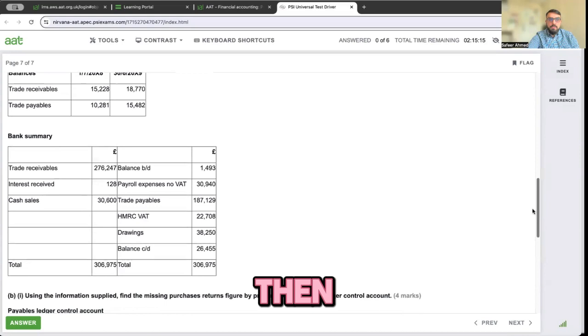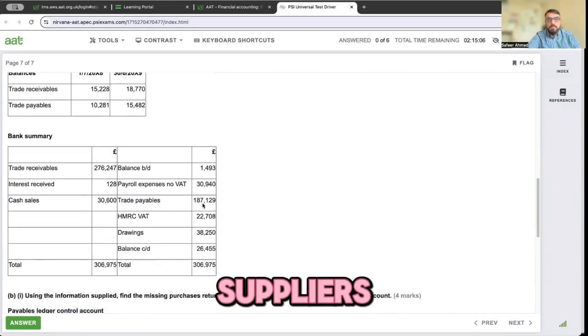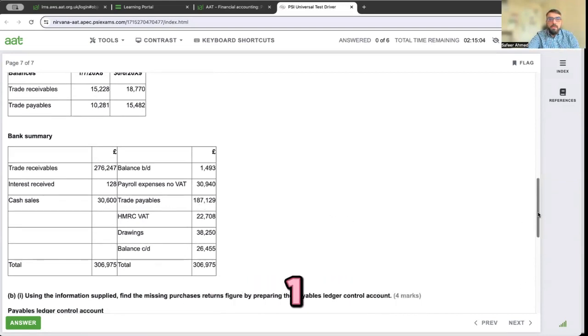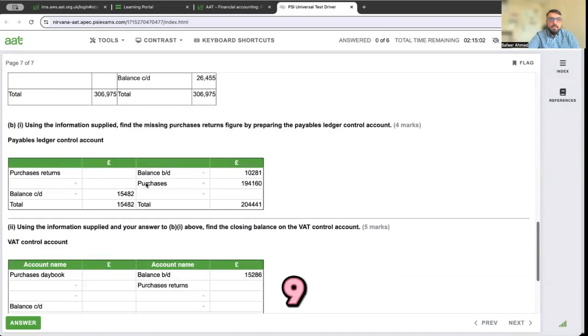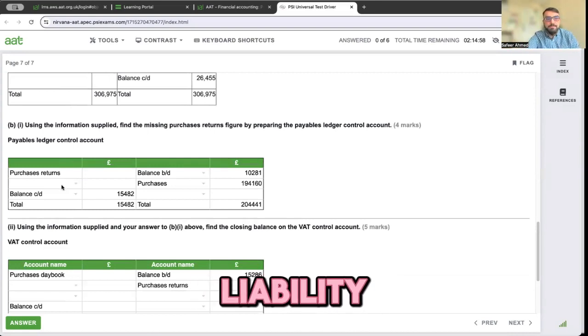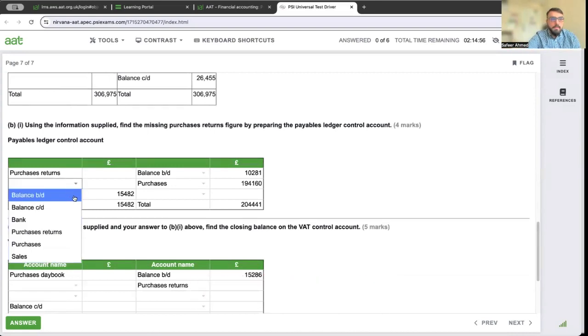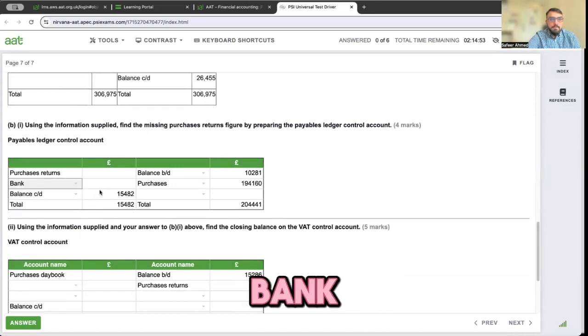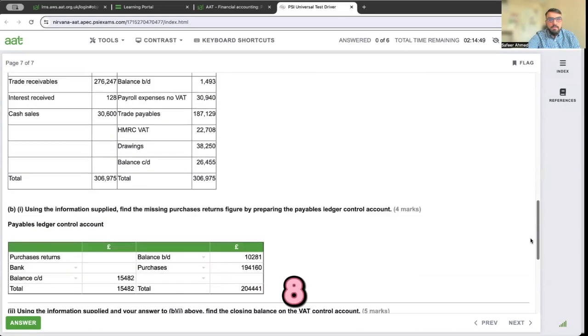And then we've been given the bank summary, in which, as you can see, trade payables is the amount that has been paid to the suppliers, which is 187,129. And that goes on the debit side because of the decrease in liability. So here it will be bank, and the amount was 187,129.